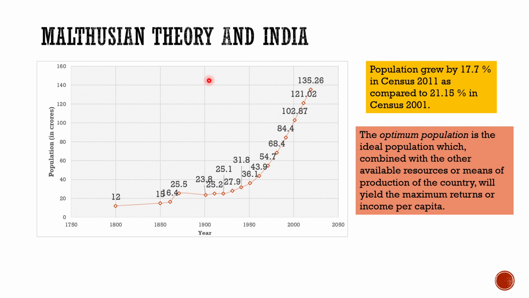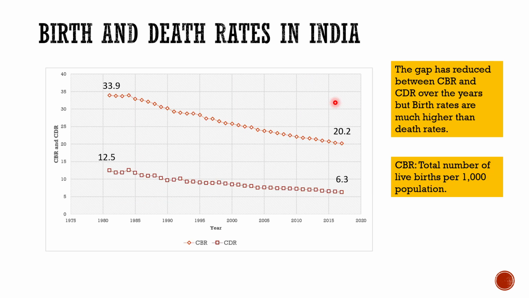So if we see from the concept of Malthus, we may see a sign of overpopulation. But if we see from the point of view of optimum population, we are not actually overpopulated, or even reached the optimum population. Now we see the birth rate and death rates, and the crude birth rates and death rates.